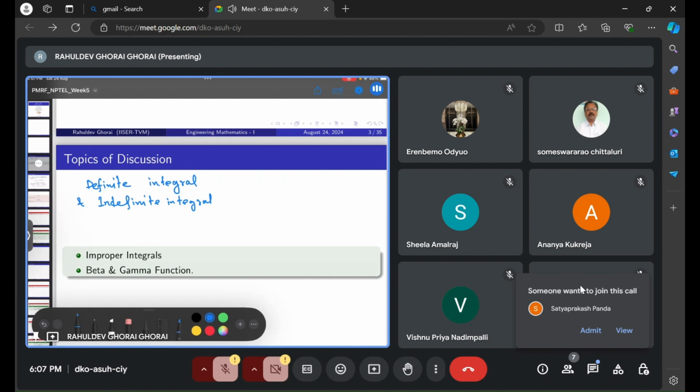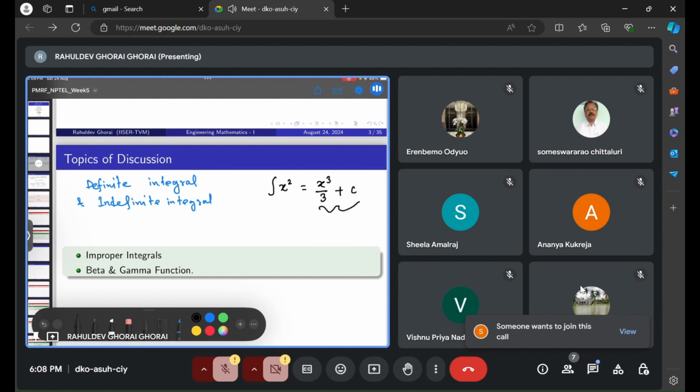So you have maybe seen the integration of x square, which will be nothing but x cube over 3 plus a constant. Okay, so what is this? Nothing but the antiderivative of x square. If you take the derivative of this quantity, it will give you x square. You don't get a proper value. It's just a function. This indefinite integral takes one function and gives you another function, or another family of functions. Okay.